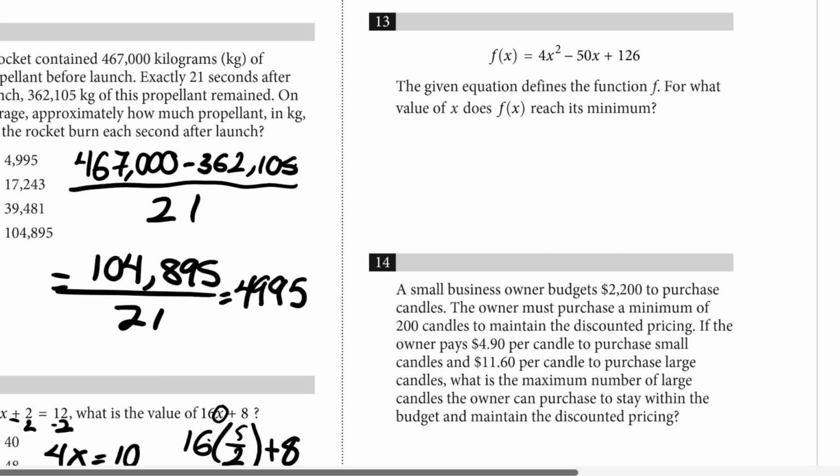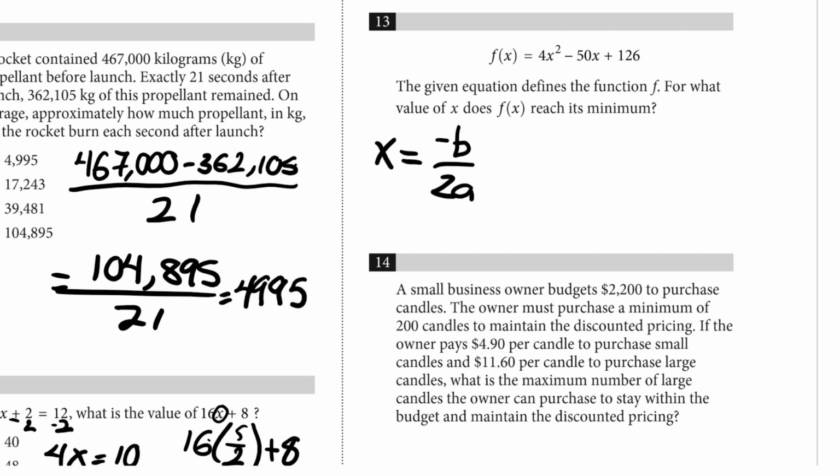Number 13. The given equation defines the function f. For what value of x does f of x reach its minimum? The way that we find this is we have to use the equation for the vertex of this function, which will be negative b over 2 times a.